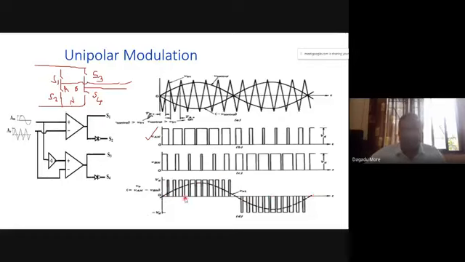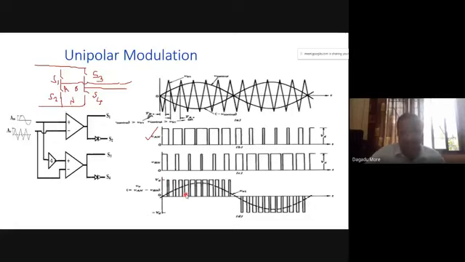This output voltage we have shown here. It has plus VDC, 0 and minus VDC. So in unipolar modulation we have 3 voltage levels, whereas bipolar has only 2 voltage levels. What are these 3 voltage levels? Plus VDC, 0 and minus VDC. That is the difference between the two.